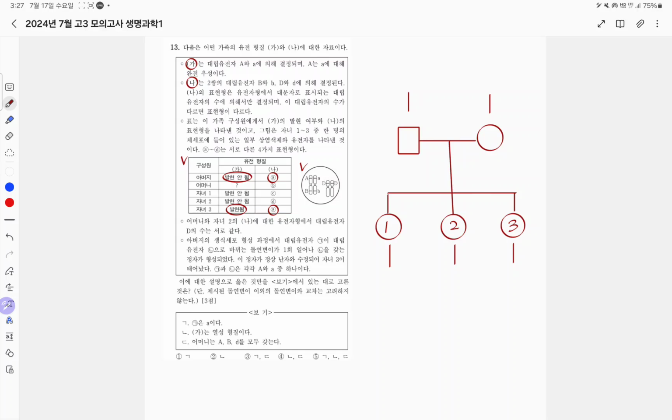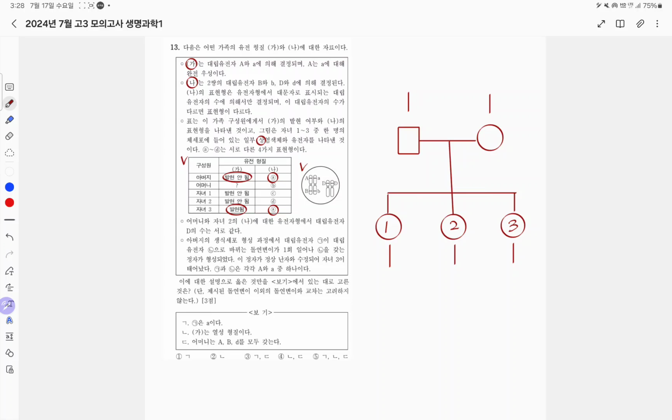The diagram shows the location of the genes on the chromosome. Gene A and B are linked. They are on the same chromosome. Gene D is on a separate chromosome. And these two chromosomes are somatic, so we don't have to think of the sex chromosomes.